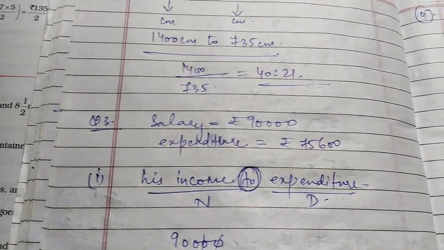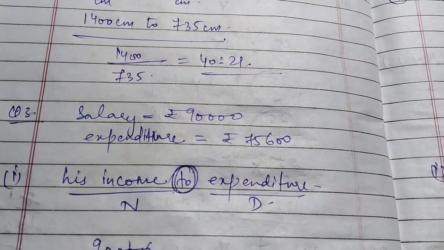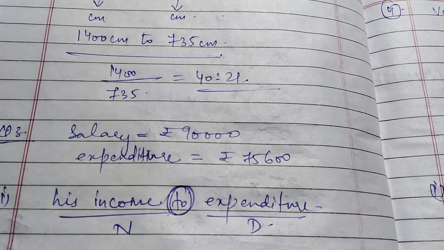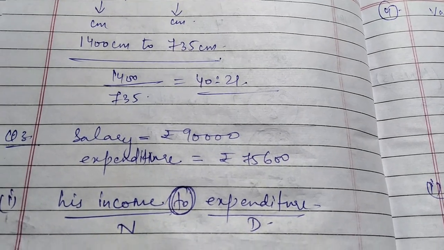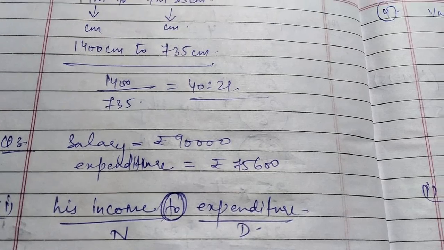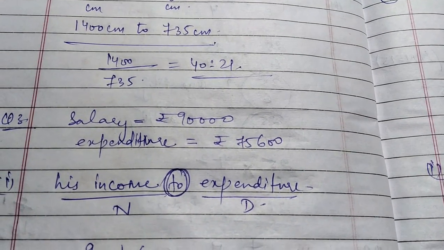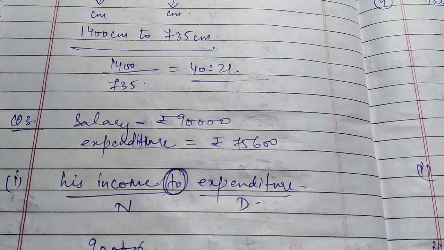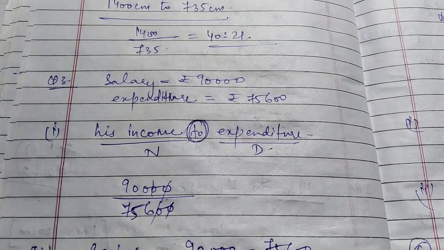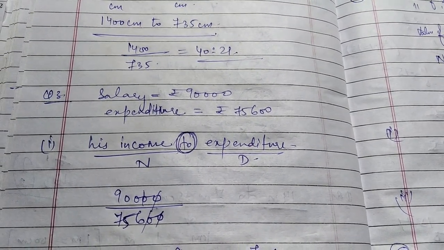The next question was, there was a man whose salary was 90,000, and from this salary he was doing some expense. Means he was spending the money, which is an expenditure, and the expenditure given is rupees 75,600, and the question was asking to find the ratio of his income to expenditure. So how you will do? Income is 90,000 and expenditure is 75,600.